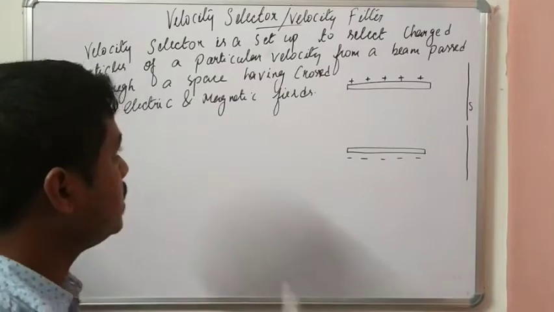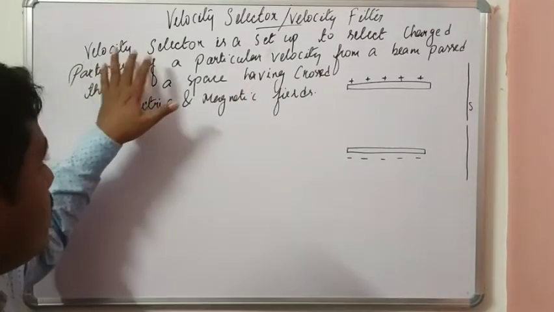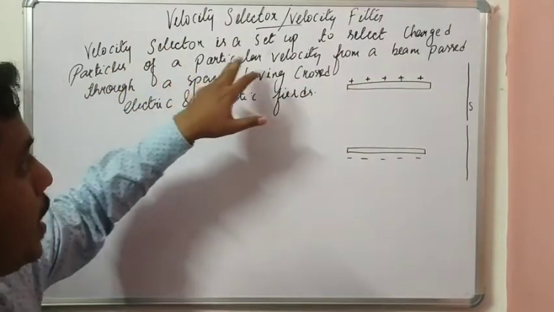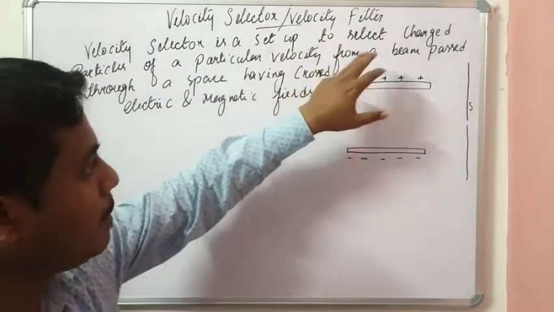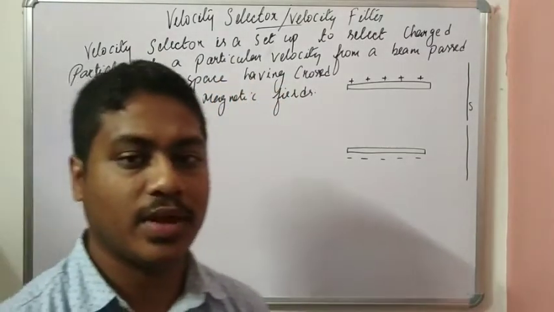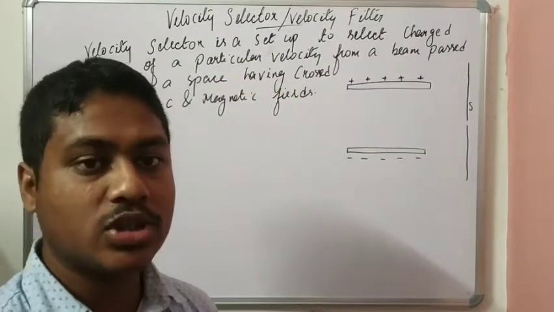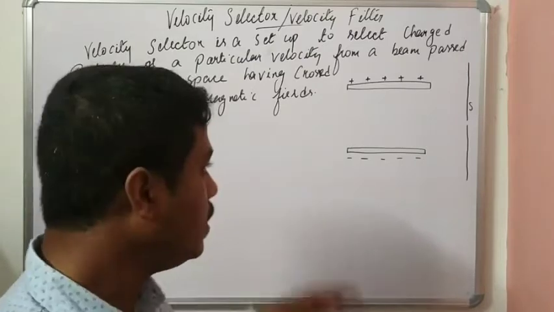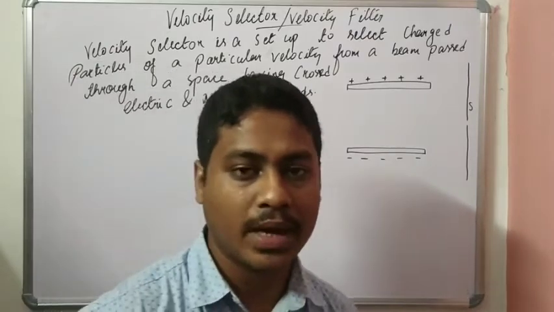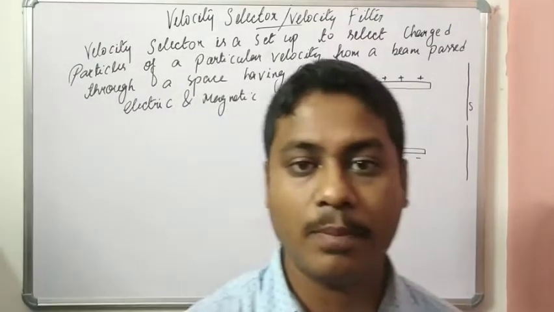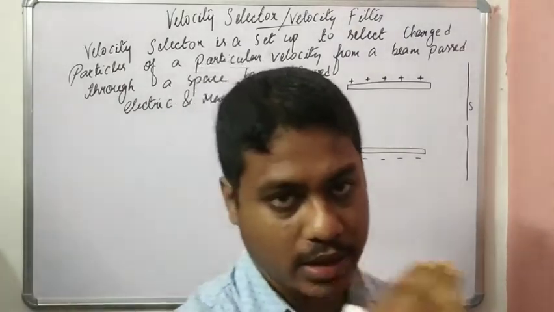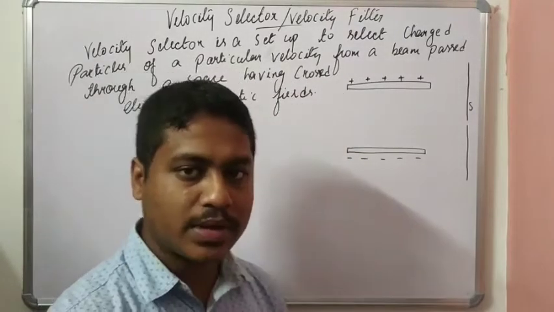Suppose I consider the definition given here. The velocity selector is a setup to select charged particles of a particular velocity from a beam passed through a space having crossed electric and magnetic fields. That means you have to pass a beam of charged particles through a crossed electric field and magnetic field. Crossed means that you are placing the electric field and magnetic field perpendicular to each other. Like if you see one half of the part of the diagram I have already drawn.